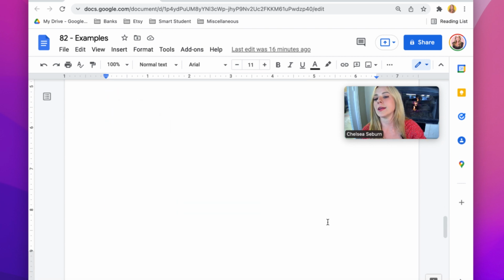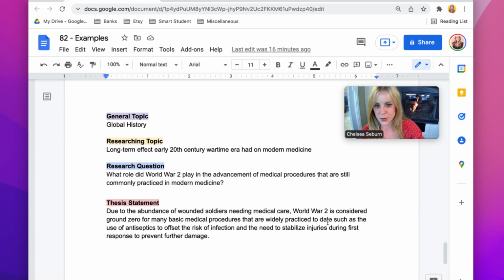And you know what? Let's stay in the realm of global history. Actually, pretty much in the same realm, but we're going to look at it from a different perspective. This time, instead of researching aircrafts, we want to research modern medicine. So what was the long-term effect that 20th century wartime eras had on modern medicine? More specifically, our aim for our research is we want to know what role World War II played in the advancement of medical procedures that are still commonly practiced in modern medicine. After we go do our research, we answer this question.